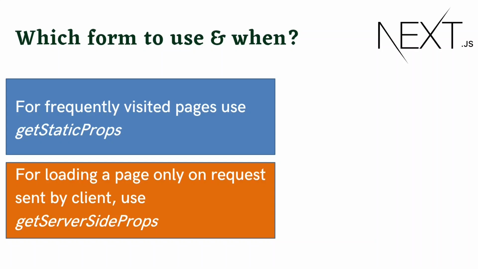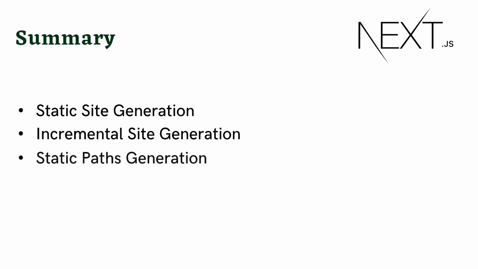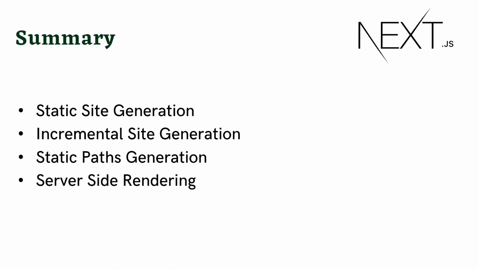So now we have completed this module as well. So now we will see the summary. We have completed static site generation inside this application, and we have also completed incremental static generation, where we gave the revalidate key to revalidate after every couple of seconds. And then we have also built the static paths generation by giving getStaticPaths. And after that, we have also created the server-side rendering. So we have completed all of the forms of pre-rendering data inside Next.js. So this is all about this module.